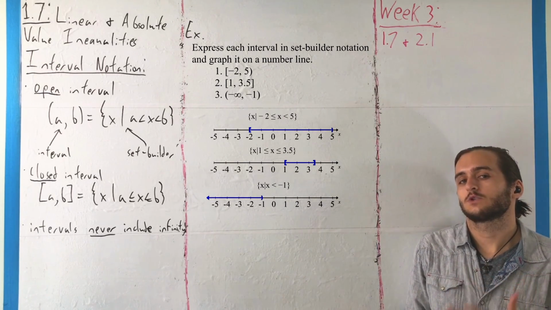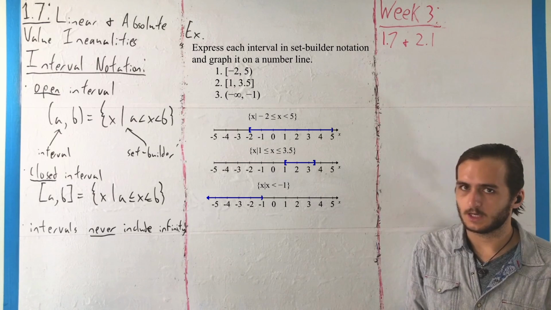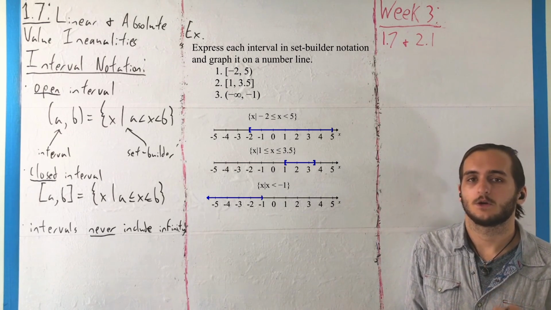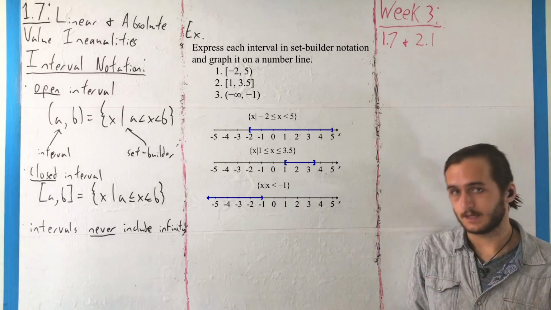It's also worth setting up another piece of notation here in terms of being able to find combinations of these sets through things called unions and intersections.